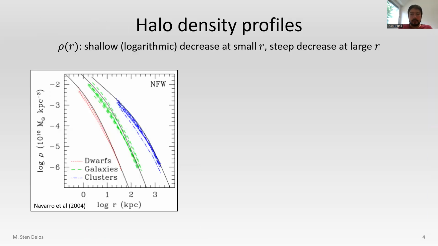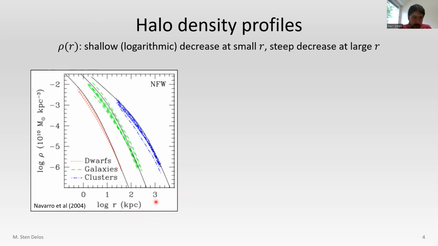Now, a simple but useful way to describe a halo is with its spherically averaged density profile. That's the density as a function of radius. The general picture here is that halos are dense toward the center and less dense farther out. Also, if you plot them logarithmically like this, you find that the decrease in density is shallow at small radii and steep farther out.